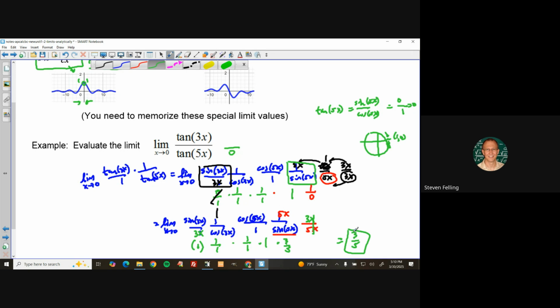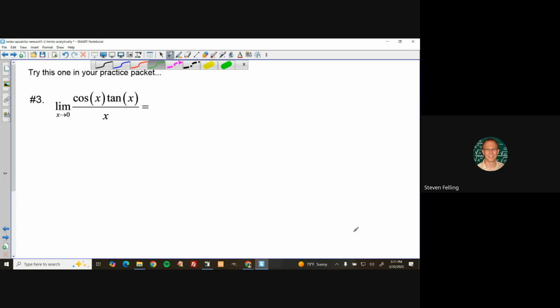Now later on, after we have derivatives defined, we'll have a different way to do this with L'Hopital's rule that's easier. But for right now, this is the one way that we have to evaluate that one, using these special trig limits. Not frequently used, but something that's officially part of the course.